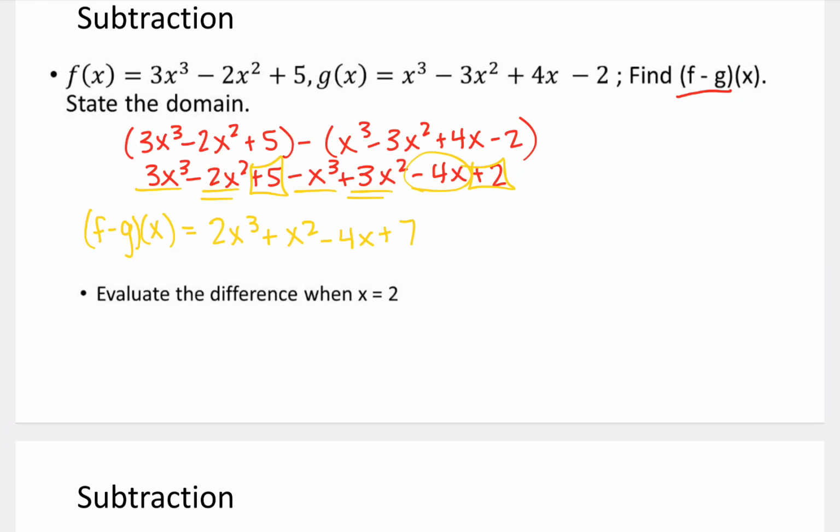If we evaluate that when x is 2, or another way of saying that is finding f minus g of 2, that just means we're going to plug in 2 wherever there's an x. We're evaluating the function. So we get 2 cubed times 2 plus 2 squared minus 4 times 2 plus 7. So looks like 19.